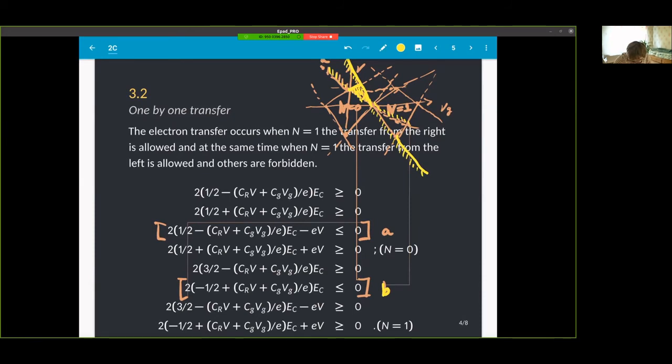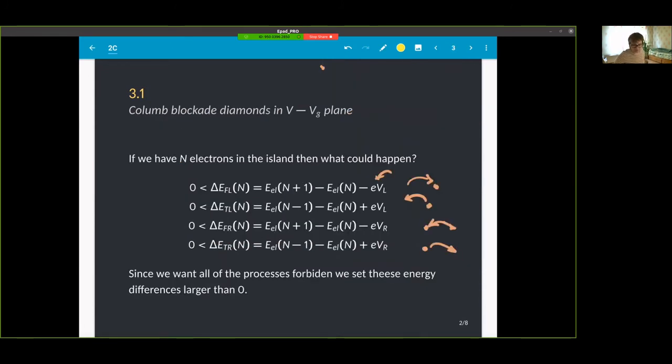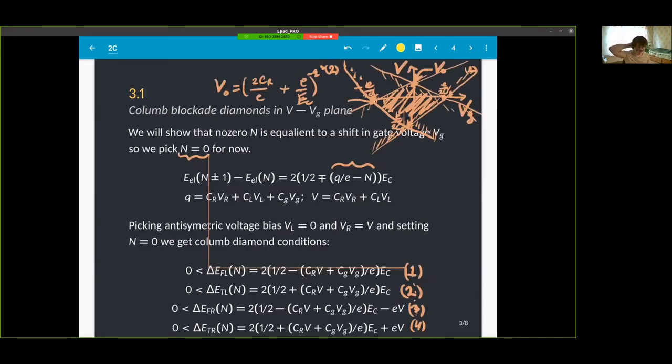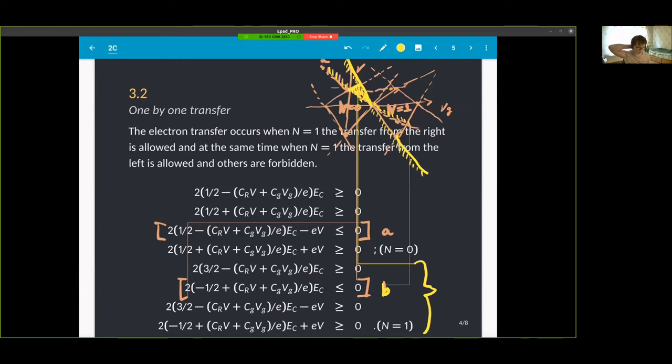So, the beginning of the exercise. We are considering all processes where an electron enters the island or leaves the island. There are 4 processes because we have 2 arms, and it's independent of the number of electrons. Now, we're particularly interested in the process where at maximum we can only have a single electron on the island.